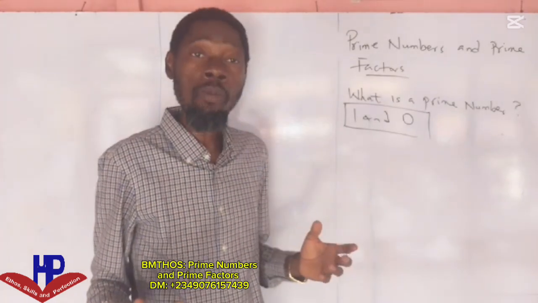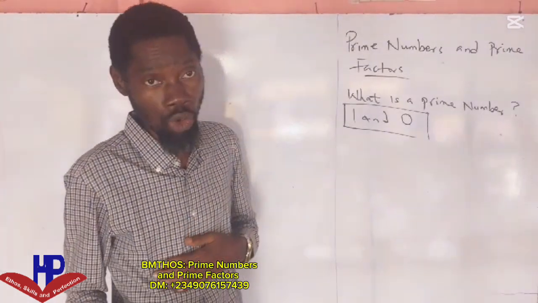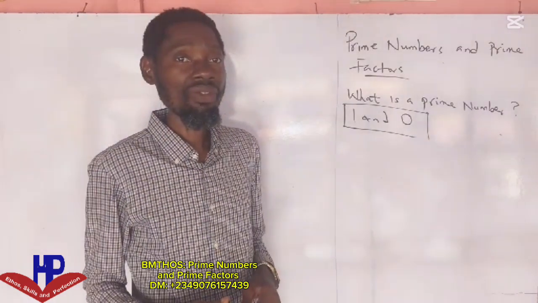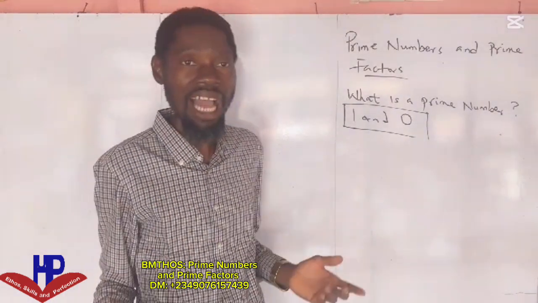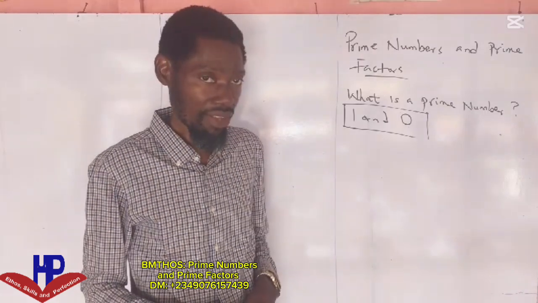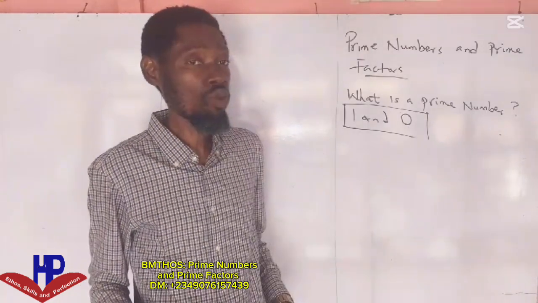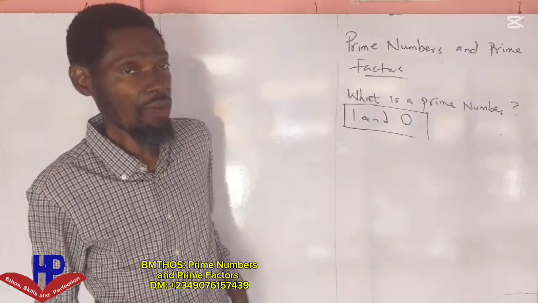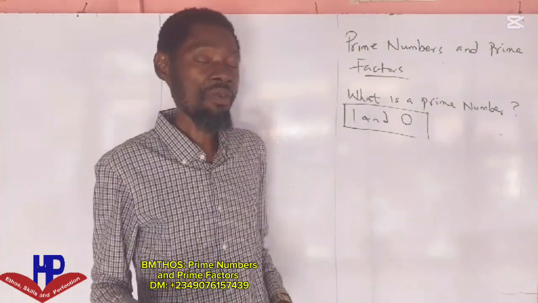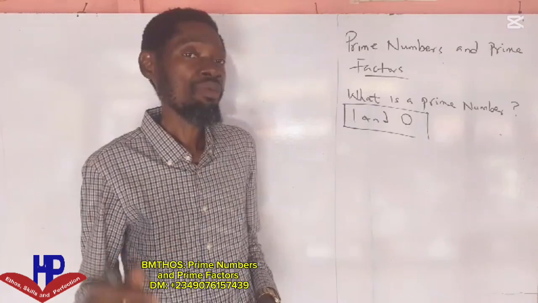So from 2 upward, those numbers that only 1 and themselves could divide are referred to as prime numbers. Any number that has 1 and itself as the only possible divisors is referred to as a prime number.